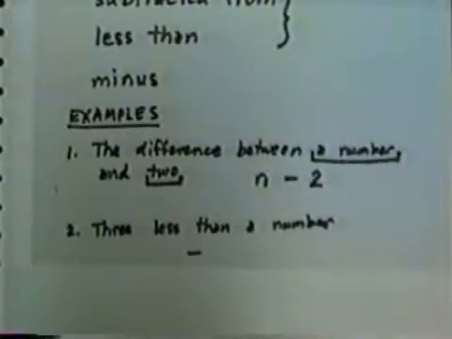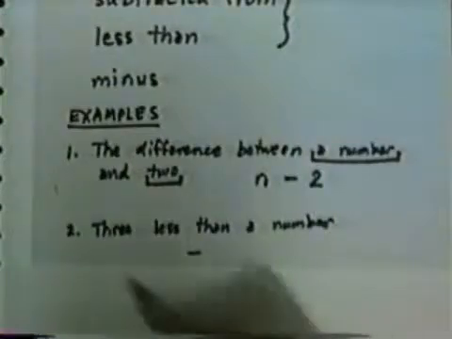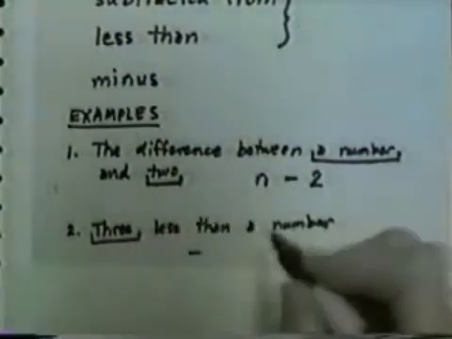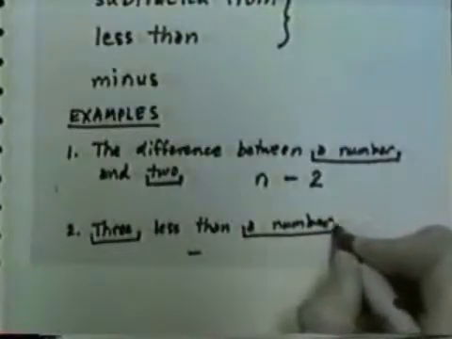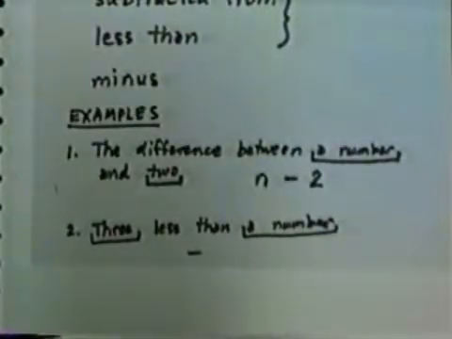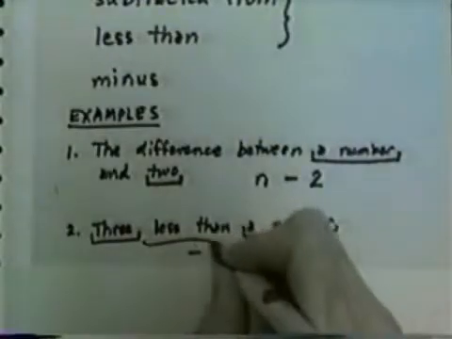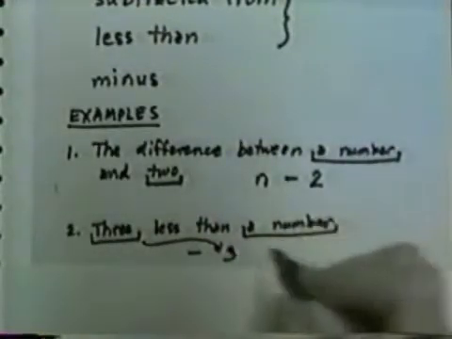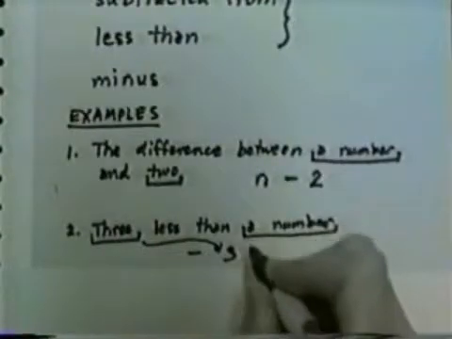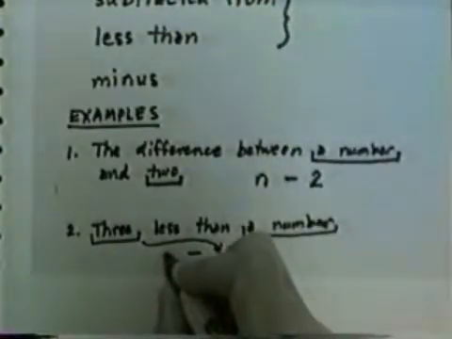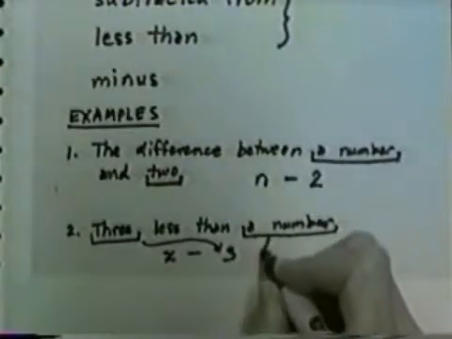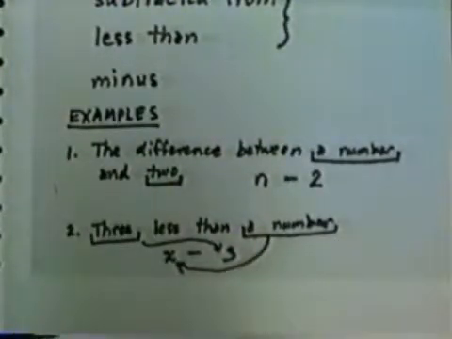Which number is written first? In this case, the numbers are written in reverse order. 3 and a number are the two we're putting together. 3 goes at the end and a number goes at the beginning. Let's use X this time. Three less than a number is X subtract 3.